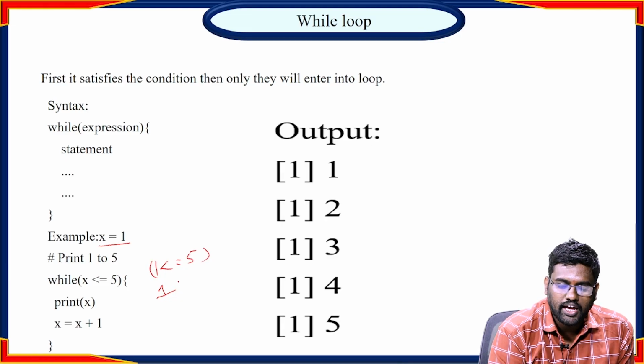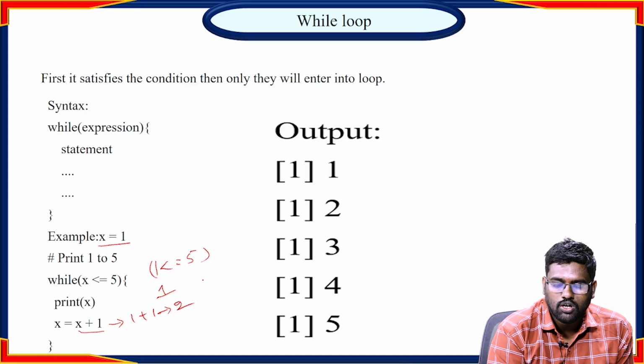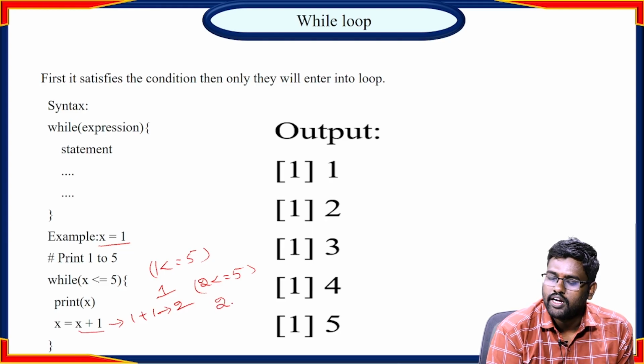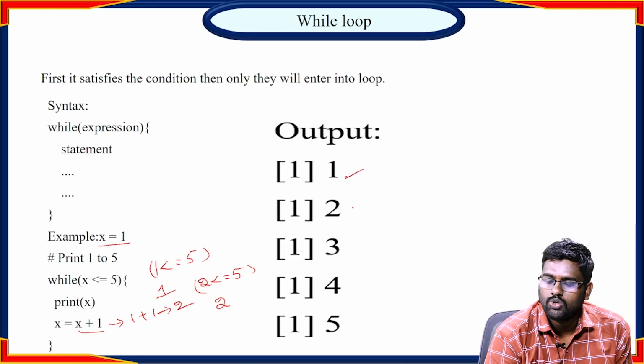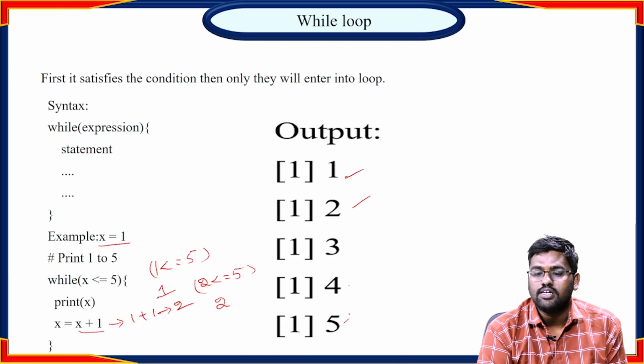Next again the x value will be iterated. So x plus 1, 1 plus 1, that value becomes 2. Again it checks whether 2 is less than or equal to 5. Is it true? So next 2 will be printed. Like this, 1 will be printed, 2 will be printed. Next 2 plus 1 is 3, so 3 will be printed, 4 will be printed, and 5 will be printed. Like this the while loop works.